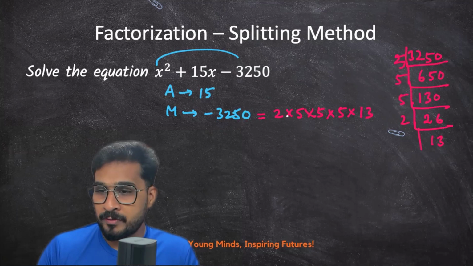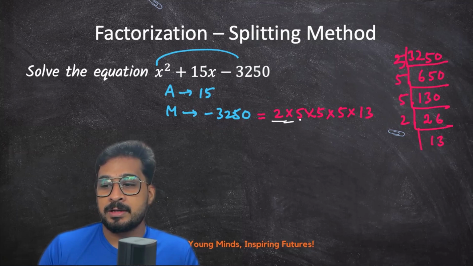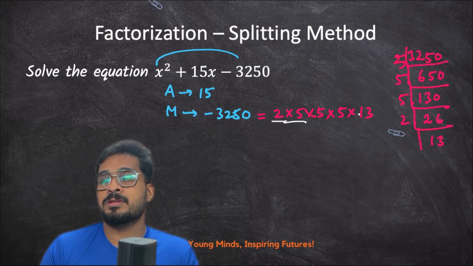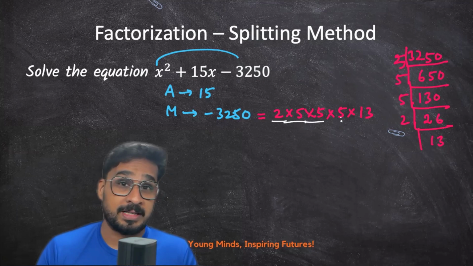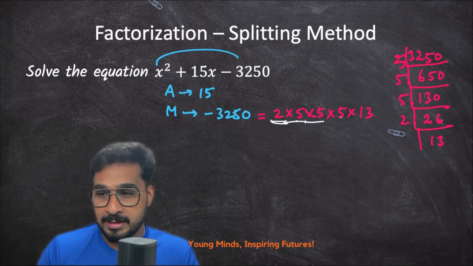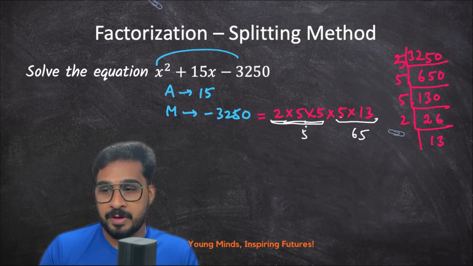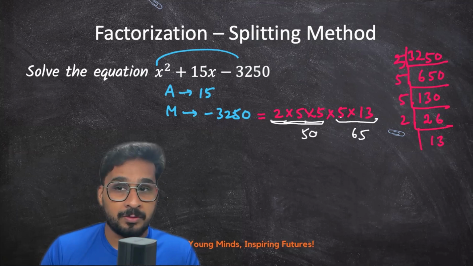Now let us work out the factors. 2 and this huge number, no, it will not add up to 15. Next, 10 and these numbers, no. 25 into 2 is 50, and 5 into 13 is 65. Yes, this is possible. So I can take this number and this number. This is 65 and this becomes 50. 65 minus 50 is 15.